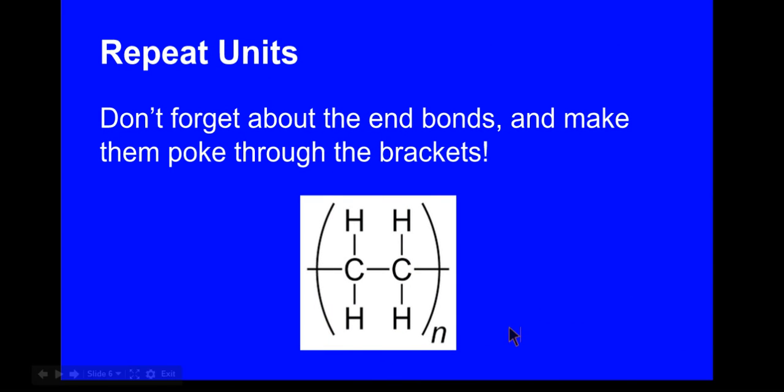Repeat units, don't forget about these end bonds. They must poke through the brackets. It shows the continuation of the molecule.